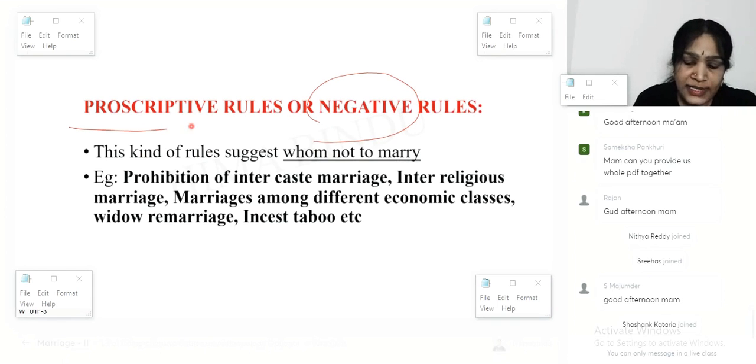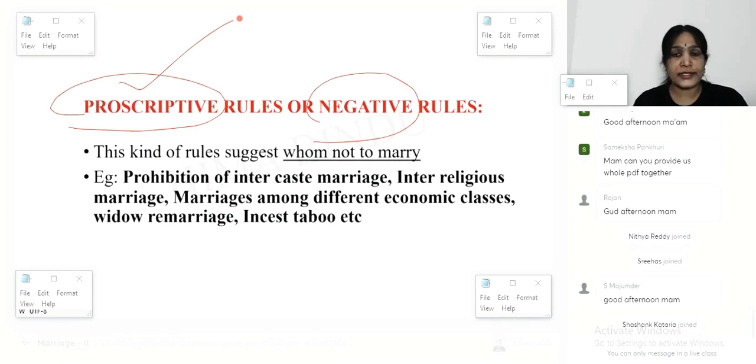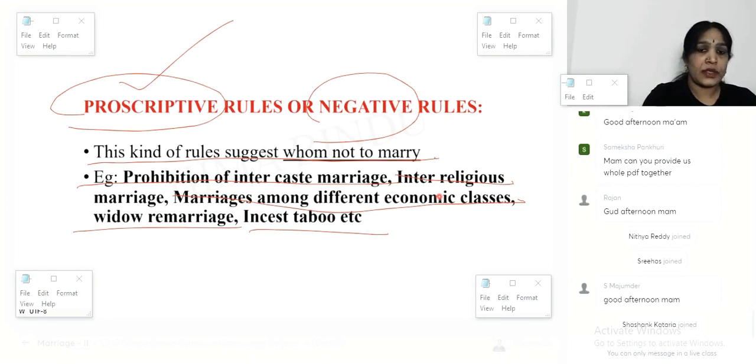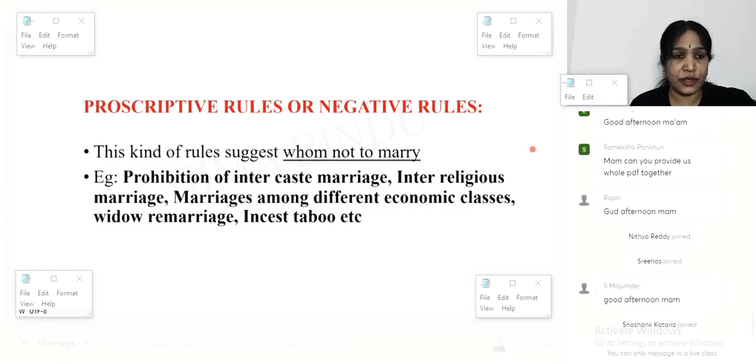Now, negative rules are also called proscriptive rules. Prescriptive, proscriptive. This kind of rules suggests whom not to marry. Examples: prohibition of intercaste marriage, interreligious marriage, marriage among different economic classes, widow remarriage, incest taboo, etc. These are negative rules. So with this, we completed the rules of marriage or marriage regulations.